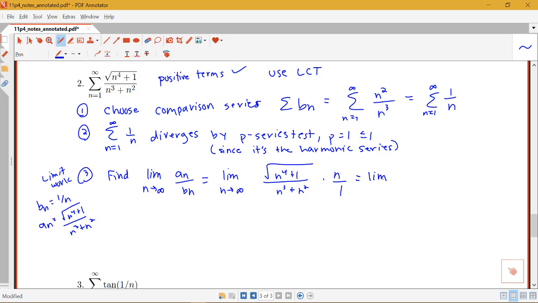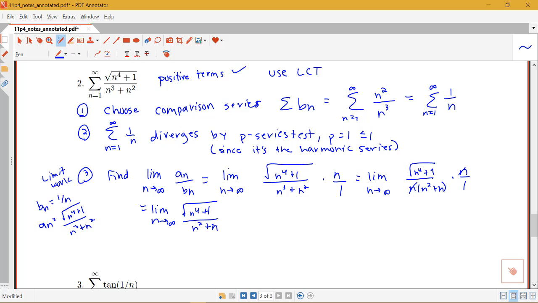Okay, so now I have to think about the algebra that's going to be necessary to deal with this particular limit. Okay, so we can simplify this a little bit. I notice that I have n cubed plus n squared here in the denominator. If I rewrote that denominator as n times n squared plus n, okay, times n over 1, I'd see that would cancel a little bit. So I'm dealing with this limit as n goes to infinity of the square root of n to the 4th plus 1 all over n squared plus n.